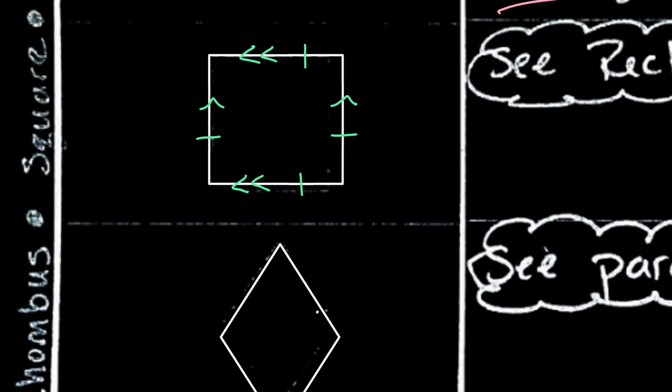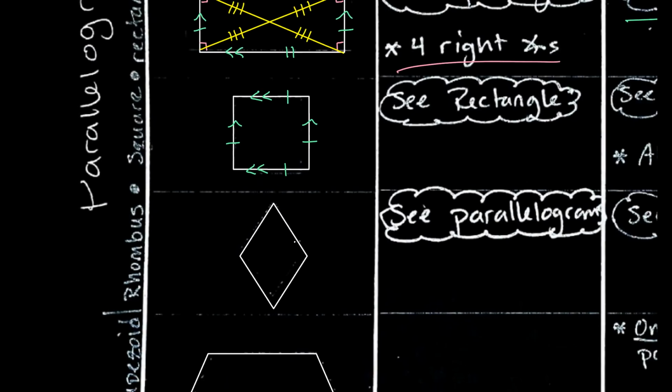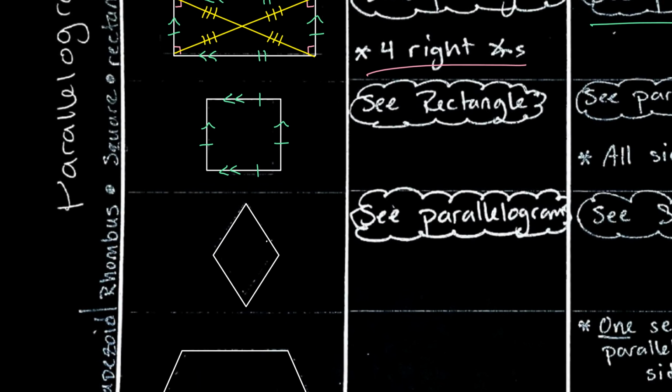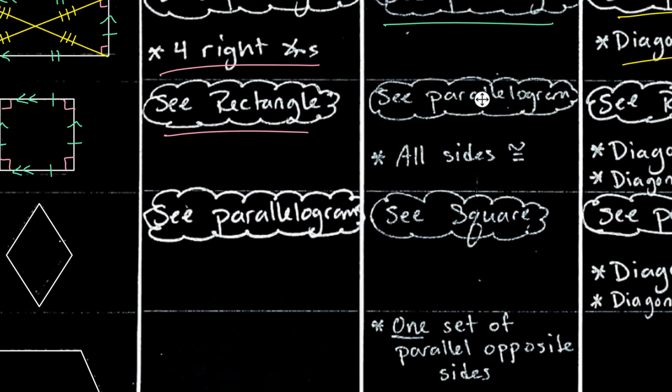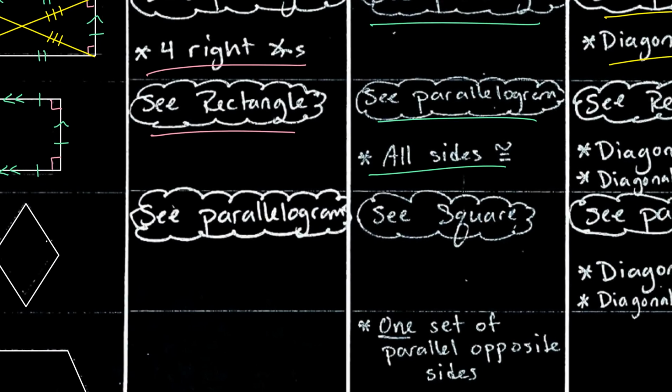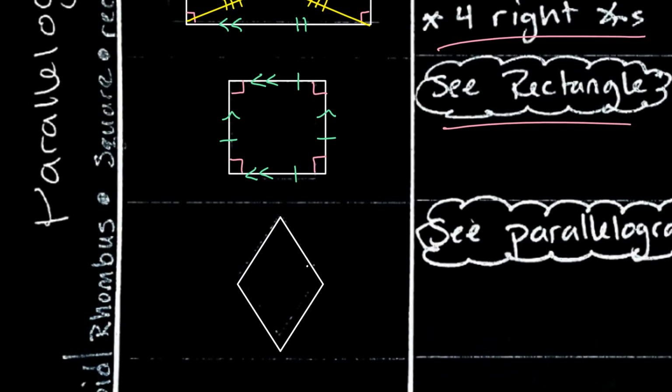And then, what do we know about the angles? They're all equal. They're all 90-degree angles. This is the property that we brought down from rectangles, right? And then let's draw our diagonals once more.